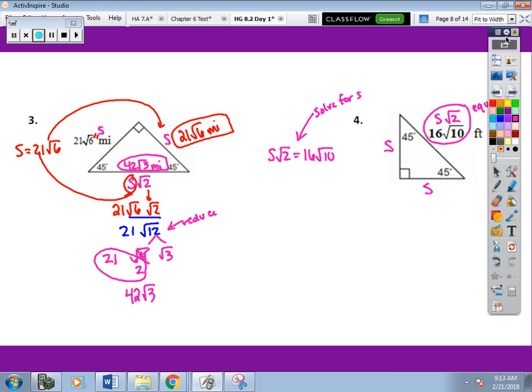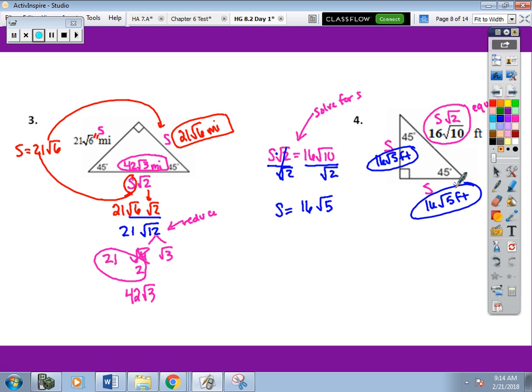Same thing that Marquise told us before, we would undo multiplication with division. Now I always stack my square roots underneath each other because those are the like terms in this equation. So 16 would just stay 16. The square root of 10 divided by the square root of 2, I would just divide those because they're divisible. If they weren't, then you'd have to rationalize. We'll just get the square root of 5. Take that and plug it in anywhere we wrote S, so this would be 16 square root 5 feet, and this would be 16 square root 5 feet.